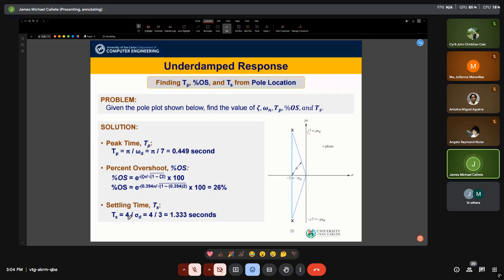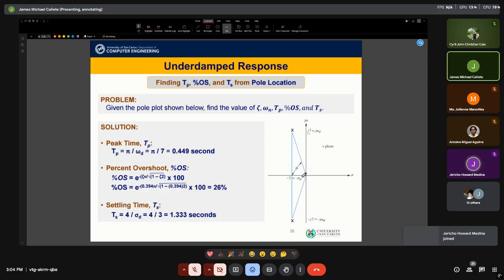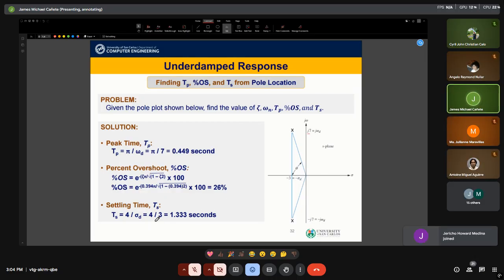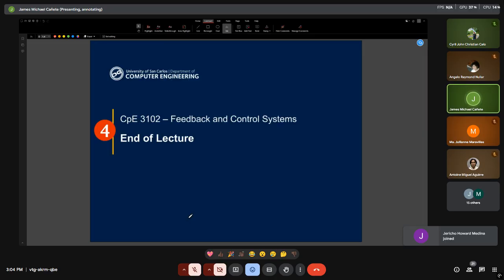And last but not the least, settling time is simply 4 divided by sigma sub d, or 4 divided by the real component of our pole, which is -3. So 1.33 seconds. Wala any questions?